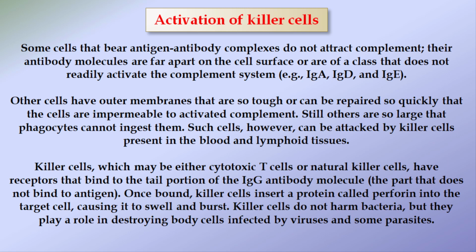Killer cells, which may be either cytotoxic T cells or natural killer cells, have receptors that bind to the tail portion of the IgG antibody molecule, the part that does not bind to antigen. Once bound, killer cells insert a protein called perforin into the target cell, causing it to swell and burst. Killer cells do not harm bacteria, but they play a role in destroying body cells infected by viruses and some parasites.